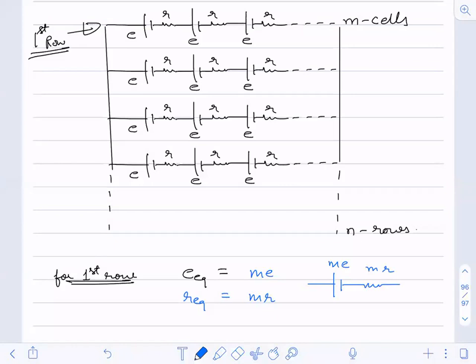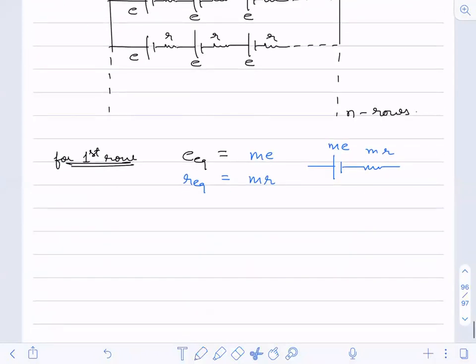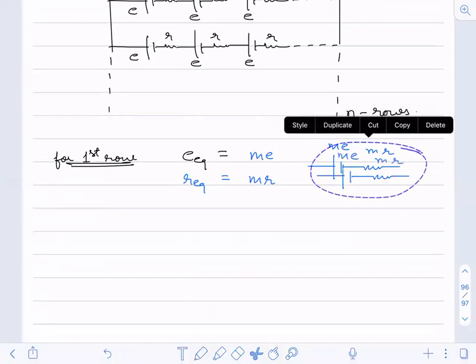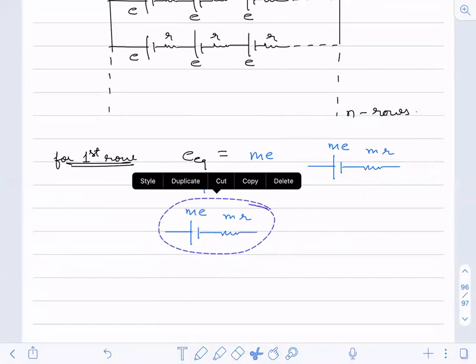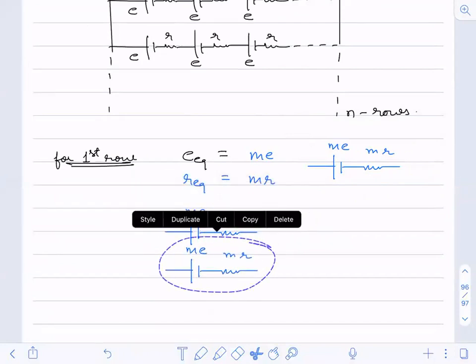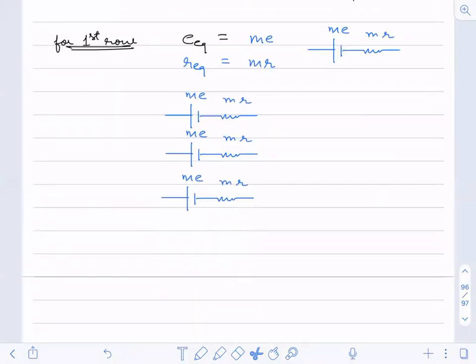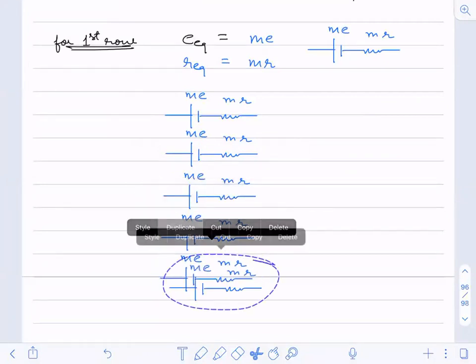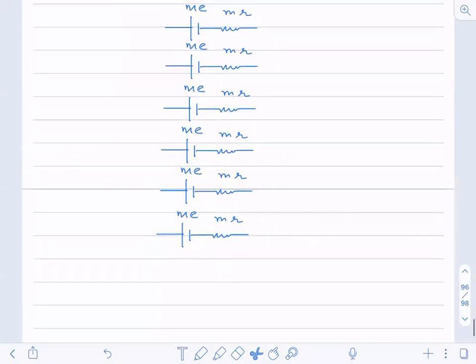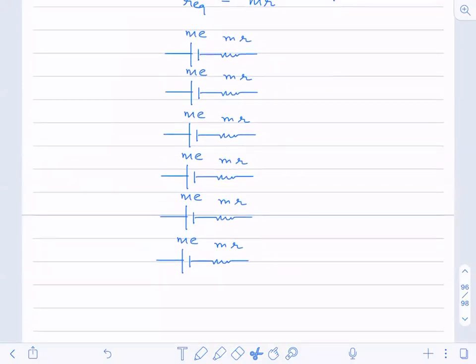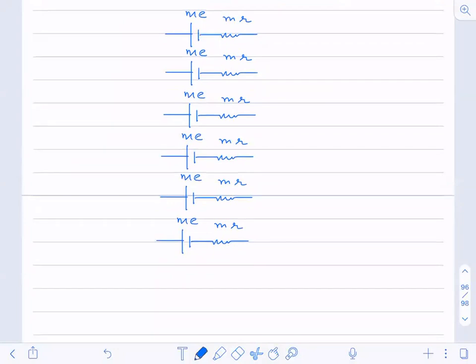For the second row also, you are having the same thing, so you will connect it like this. For the third row also you are having the same thing, so you'll connect it like this. Third row, fourth row also like that. So I will do it n times. Now you tell me, is it a parallel circuit now? If I connect all of them like this, yes, it is a parallel. And if it is a parallel, you tell me what is the equivalent resistance.